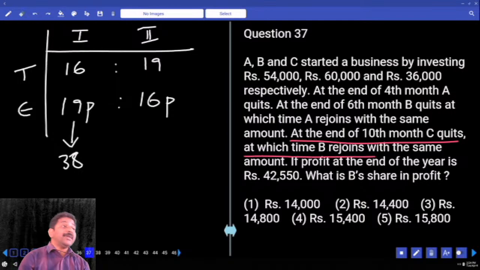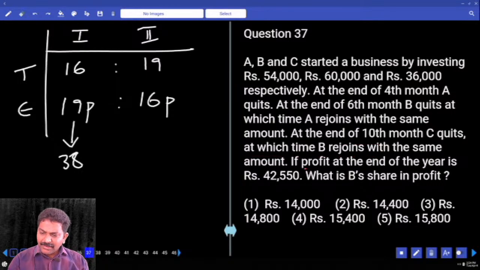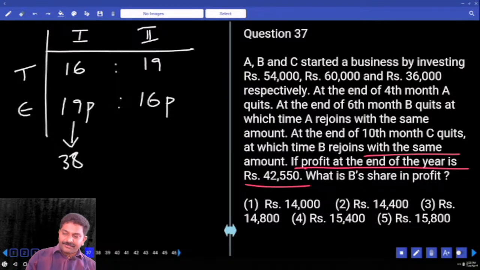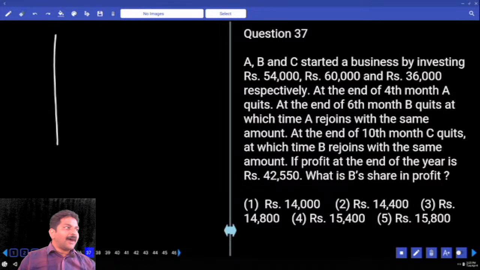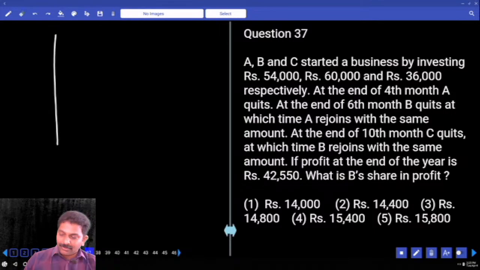At which time B rejoins. When did B leave the job? After 6 months. And when is he rejoining? After 4 more months, correct? That means B is not there for 4 months. A is not there for? Continue. With the same amount. If the profit at the end of the year is 42,550, B's share is, okay, right. Now, is there any change in their investments? After they rejoin, did they change their investment? No. So, can I remove directly 3 zeros and write simplified numbers?